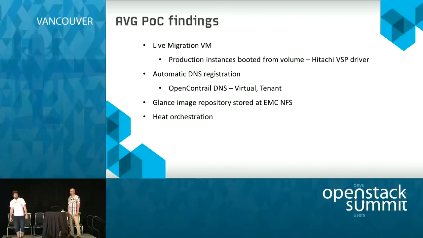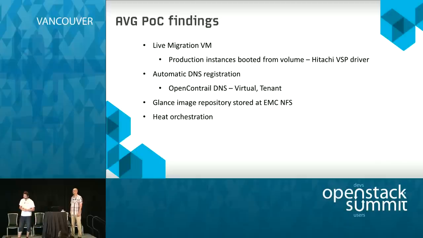So what were our findings after the POC? When we finished the POC, we needed live migration, and for live migration we decided that our production instances must be booted from volume. For this purpose we used the existing Hitachi VSP storage on Fibre Channel, so all instances in production are booted from volume, and the disks are mapped as raw devices into instances.